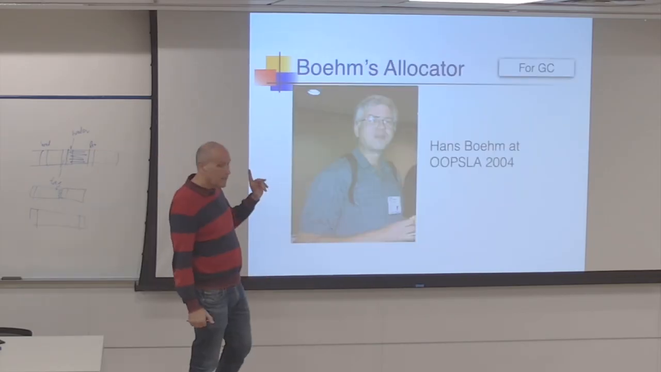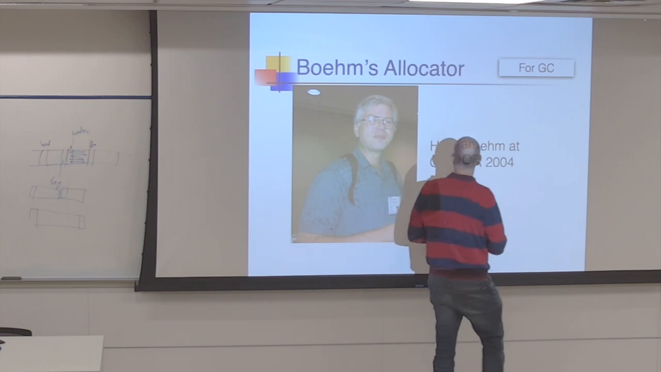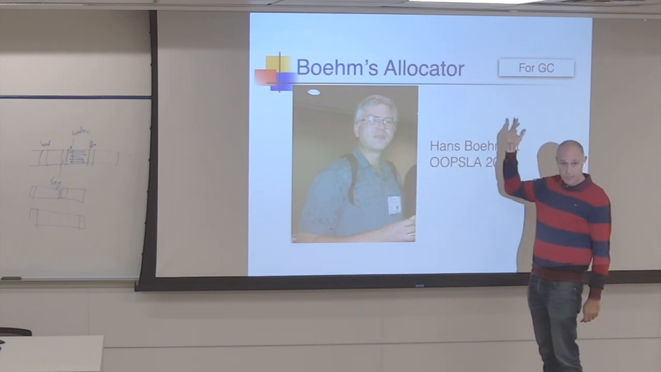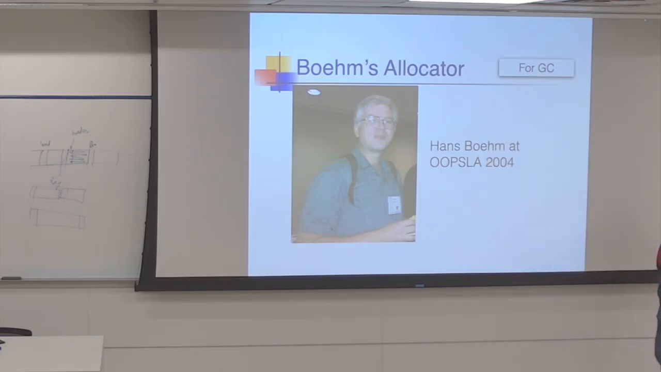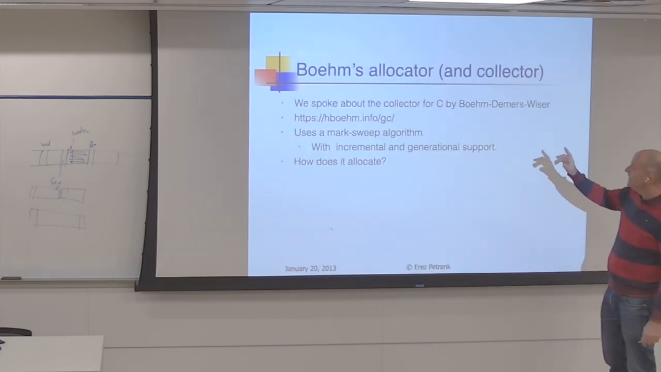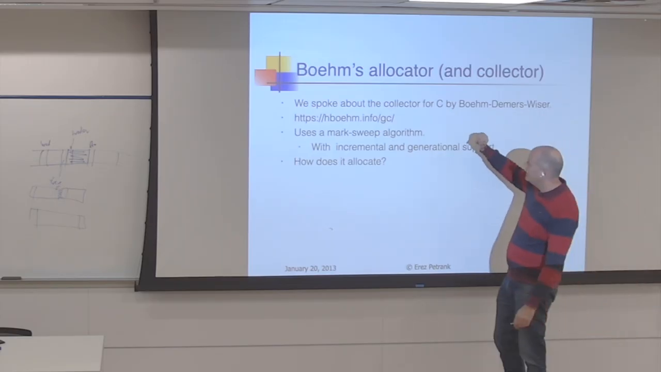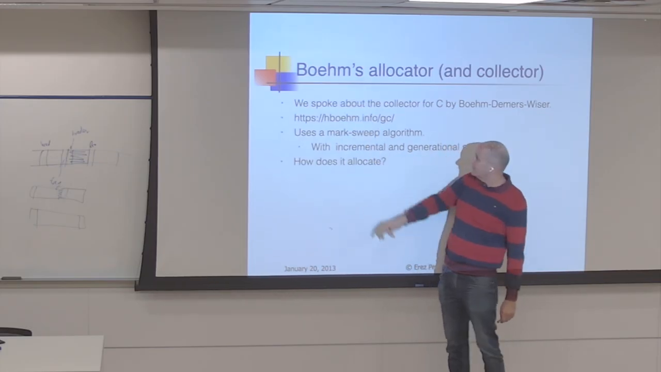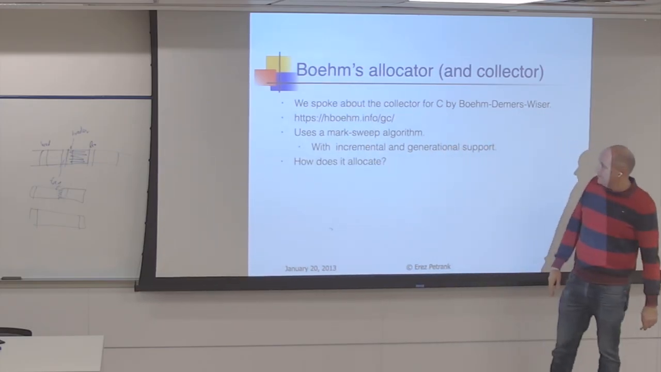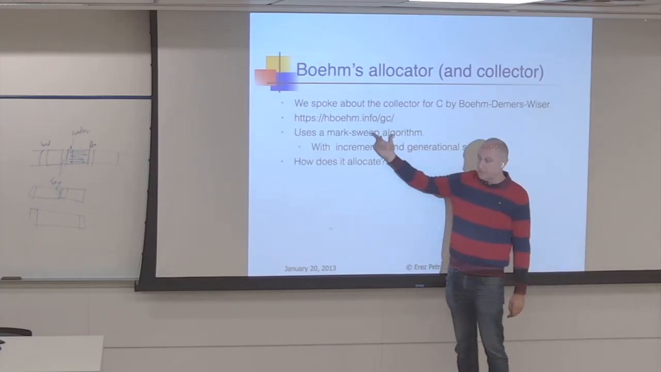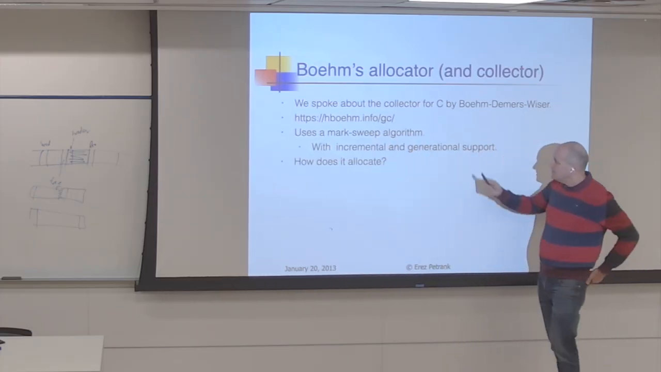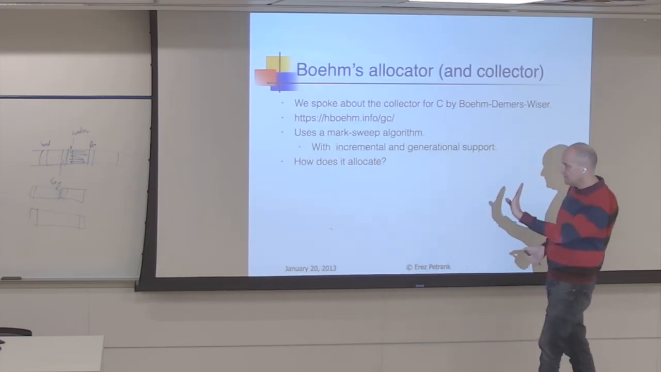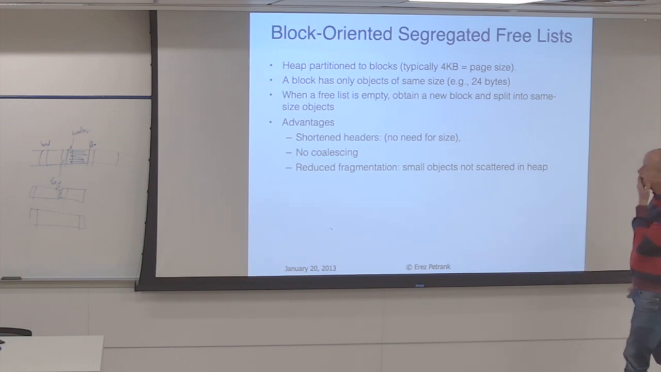That's it. Another allocator by Hans Boehm, he did an allocator that was considered classical for garbage collection, which we'll talk about now. Here is a link if you want to download this garbage collector, okay? And he uses Mark Sweep. Okay, generational support, incremental support. I'm not going to talk about this, but we are going to talk about allocation.